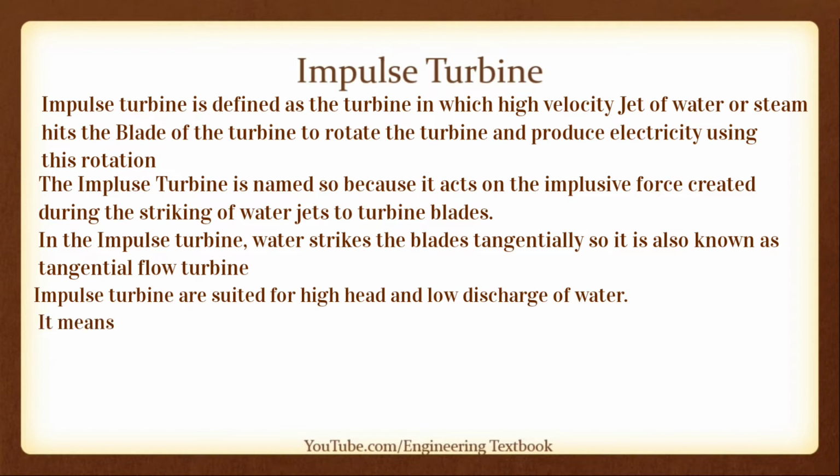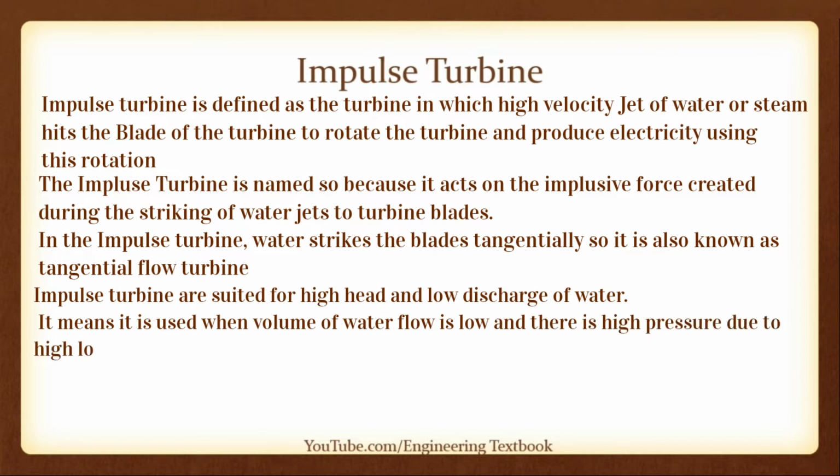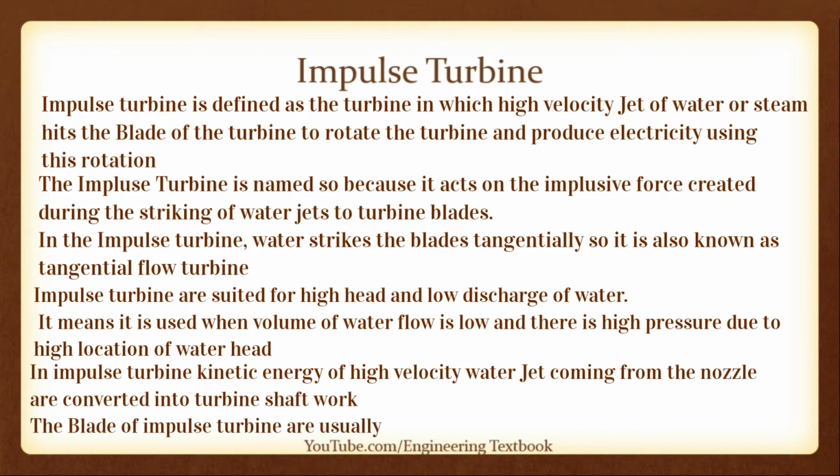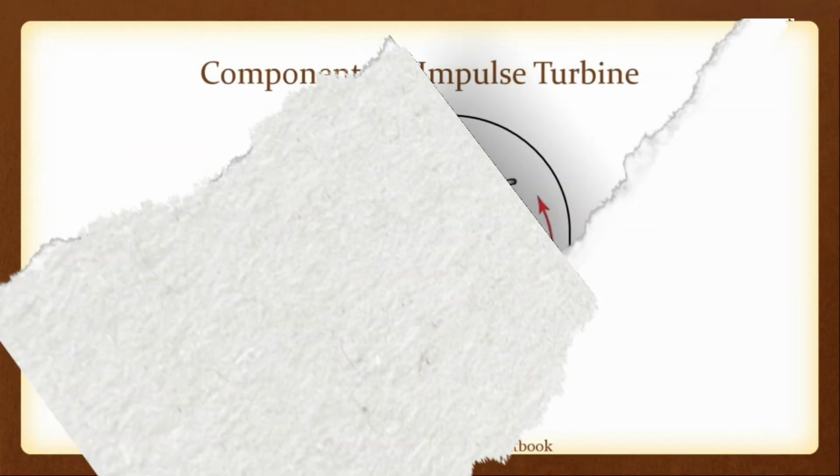It means it is used when the volume of water flow is low and there is high pressure due to the high location of the water head. In an impulse turbine, the kinetic energy of high velocity water jets coming from the nozzle is converted into turbine shaft work. The blades of an impulse turbine are usually of bucket shape.